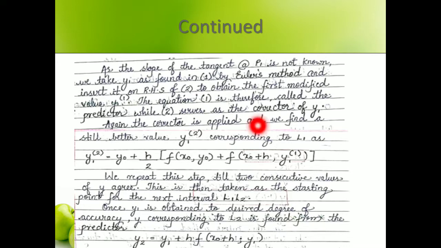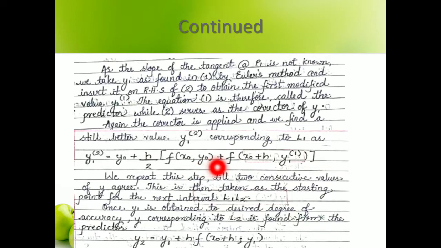Next, a better corrector is applied and we find a still better value for y1 corresponding to L1. As the slope of the tangent at P1 is not known, we take y1 as found in step 1 by Euler's method and insert it on the right hand side. Then by using this, we find a better value and apply the corrector to find the better value y1 of 2. So y1 of 2 equals y0 plus h divided by 2 into f of x0, y0 plus f of x0 plus h, y1 of 1.